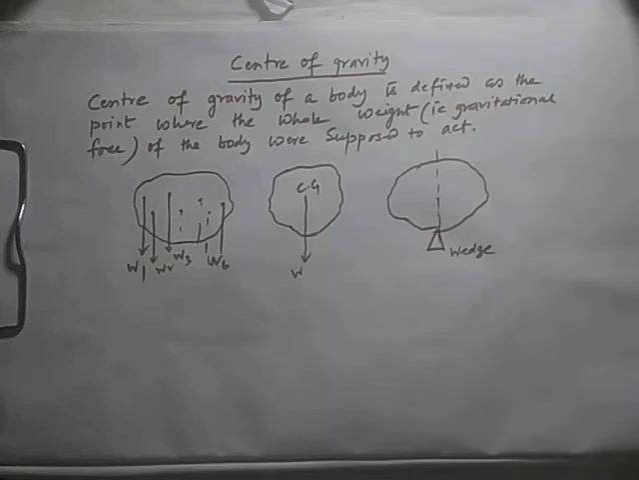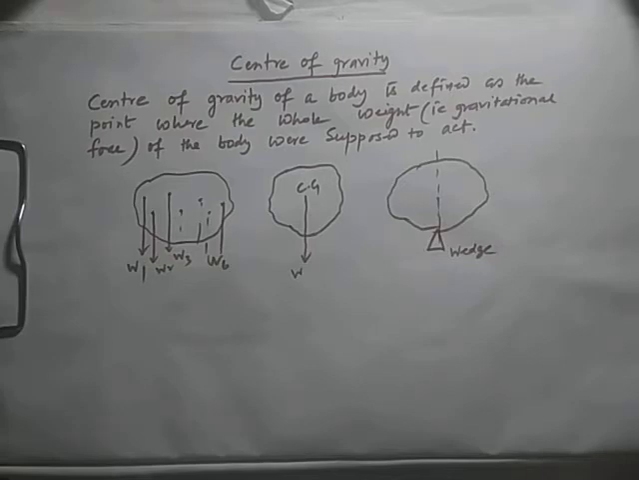In case of a large body, that is a body whose vertical height is not negligible as compared to the radius of the earth, that is called a large body. The value of g is different at different points. Hence, the center of gravity does not coincide with the center of mass of the large body. So that is the thing called the center of gravity.